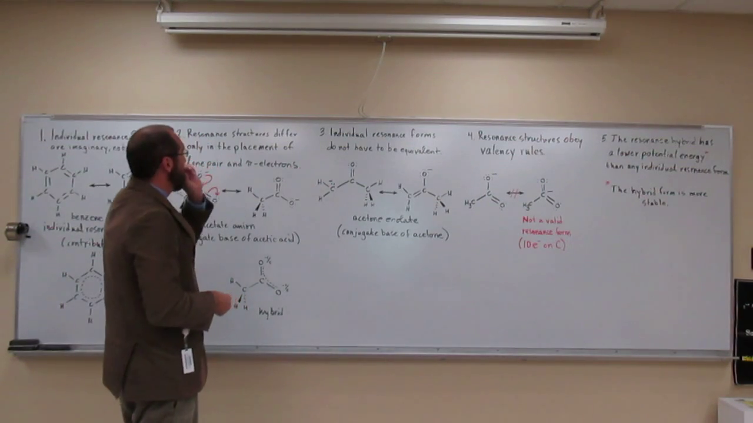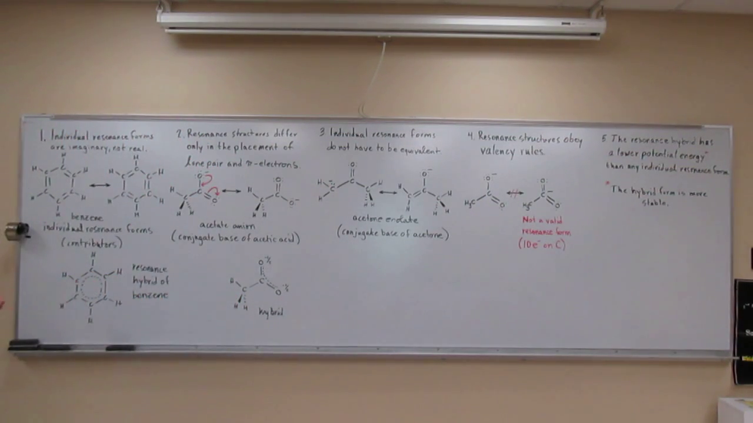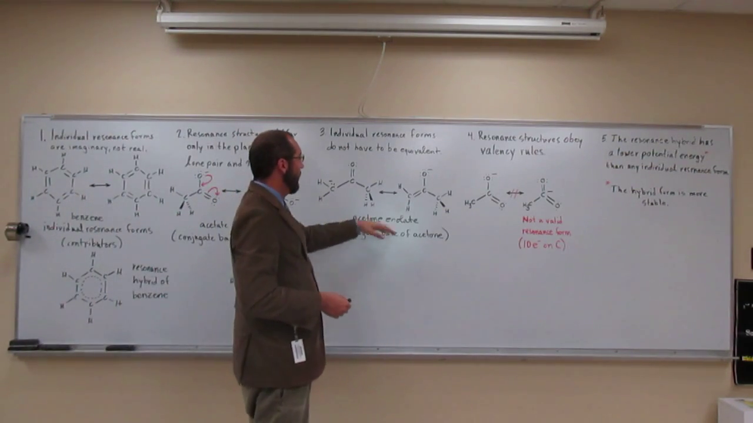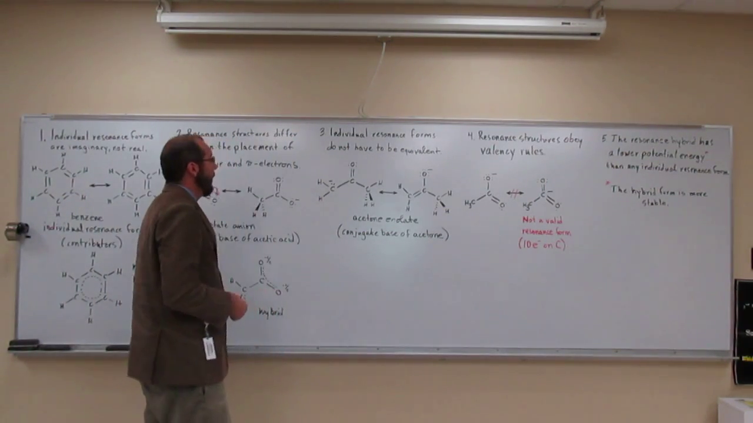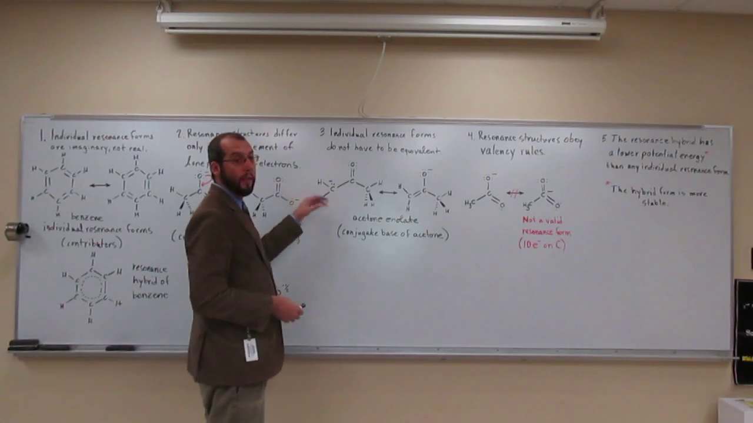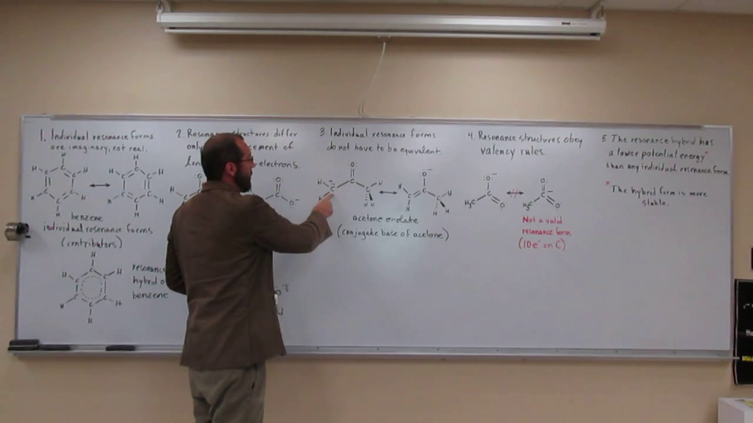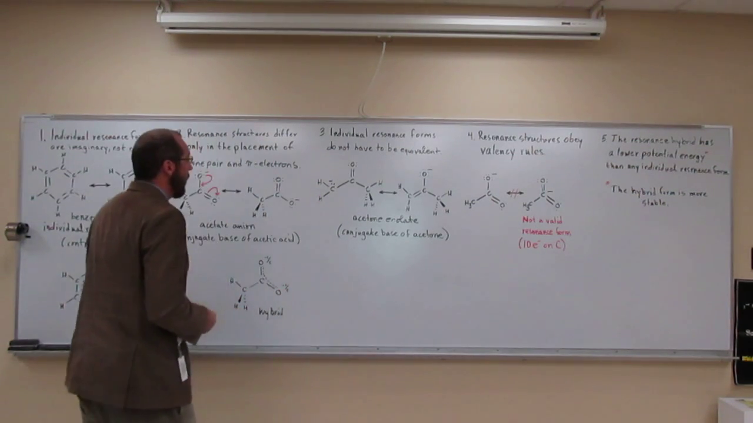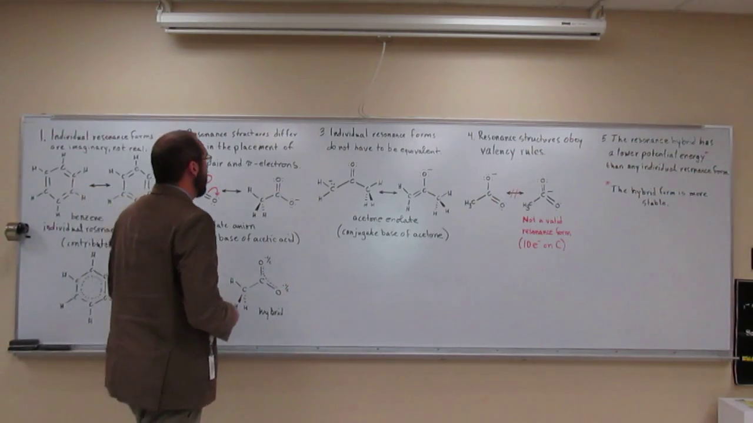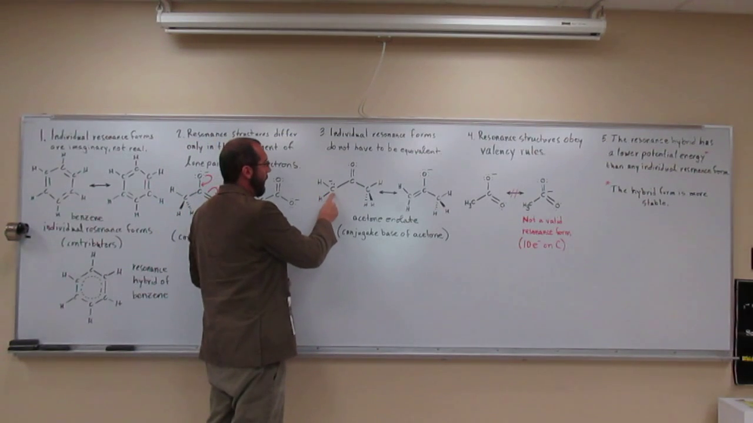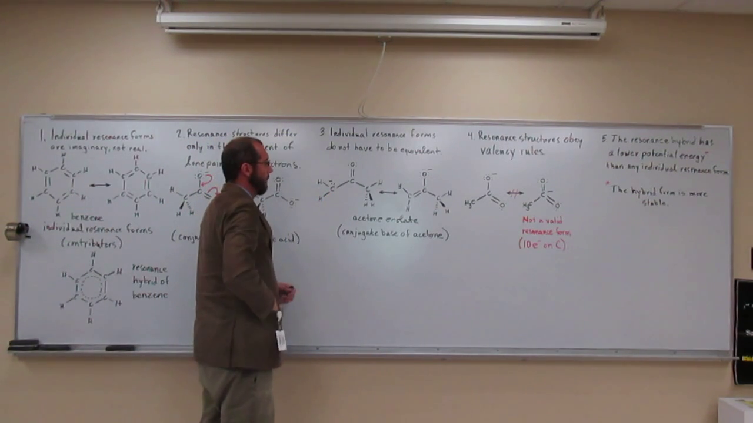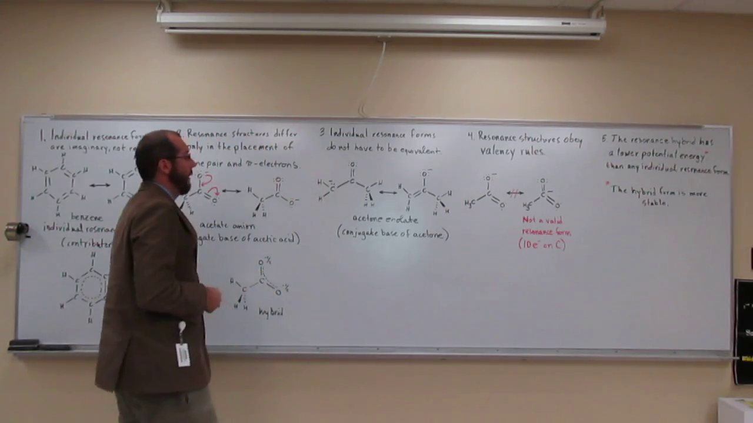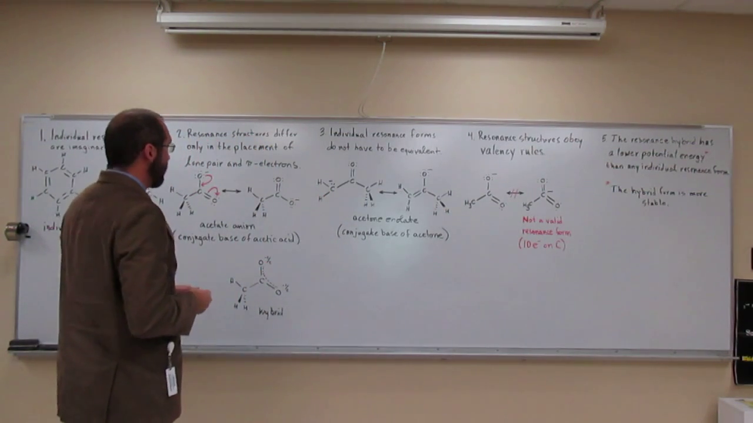Individual resonance forms do not have to be equivalent. Okay, so when we see the conjugate base of acetone, which we call the acetone enolate, this is acetone that's been deprotonated, so one of its hydrogens from this carbon has been removed. What we see here is that we have a carbanion on this carbon, so a carbon with 5 electrons around it, giving it a negative charge.